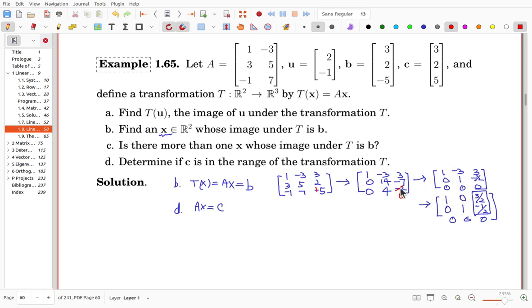And now that one here is non-zero, because it's not the same. So the sum will appear non-zero, and this one becomes a pivot in the augmented column. And so there's no solution. The reason is zero becomes non-zero. It's nonsense. So that means that C is not in the range of the transformation. Okay, so the answer is no.